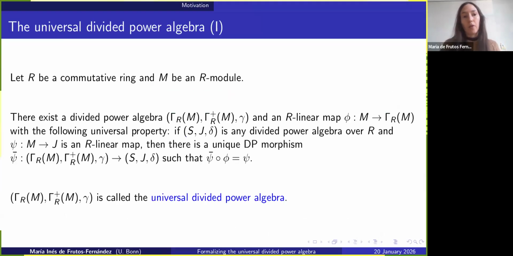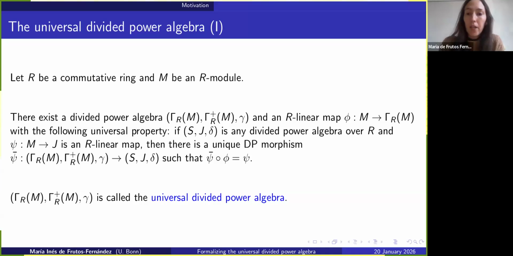I'm going to talk about how we construct something called the universal divided power algebra. If we have a ring R and an R module M, then there's a unique divided power algebra, gamma R of M, gamma R plus of M, gamma, together with an R linear map from the module M to this gamma R of M, that has the following universal property.